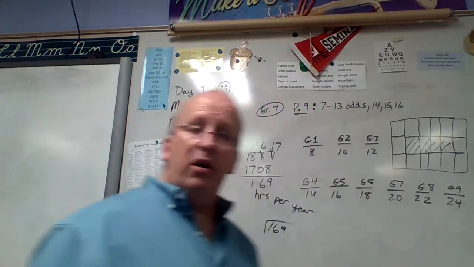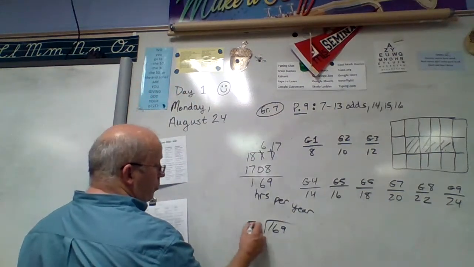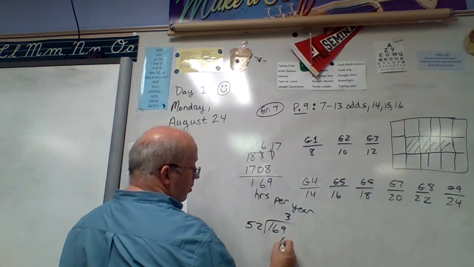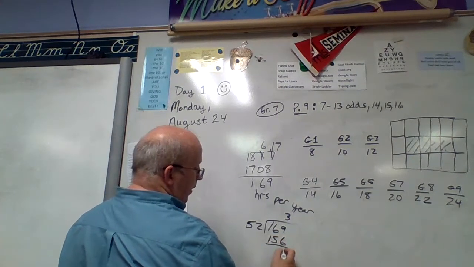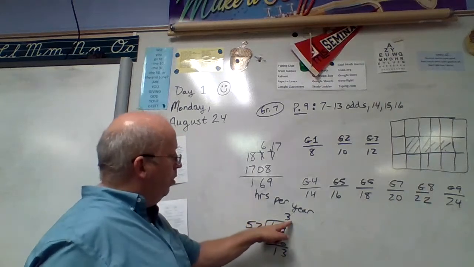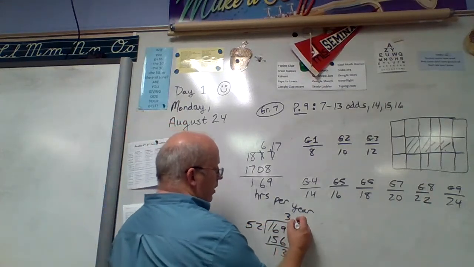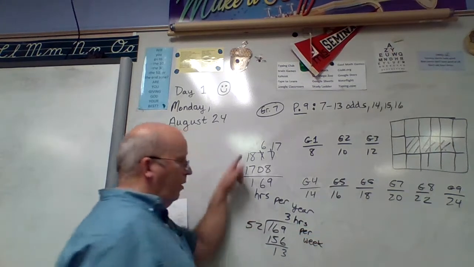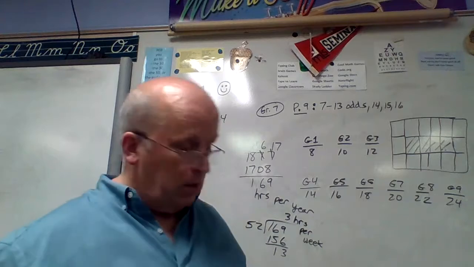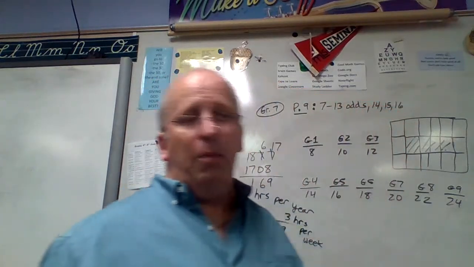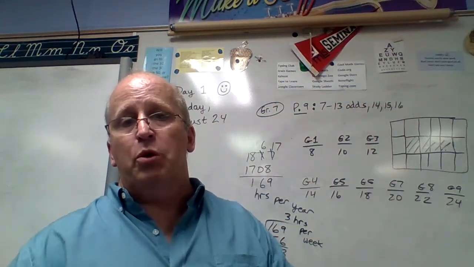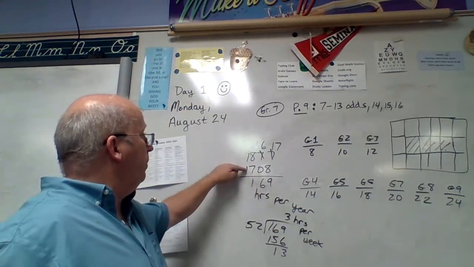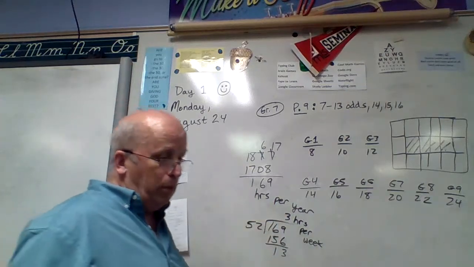Do you know how many weeks in a year there are? There's 52. And so if we did that, it ends up being about, not exactly, but about 3 more hours per week. Approximately 3 hours per week more that Americans work than people in Great Britain. Now, if you want the exact answer, it'd be more like 3.25 hours per week. So this is the amount of hours per year we work more than the people in Great Britain, and this is the amount per week.